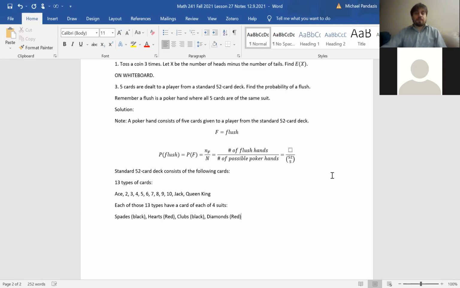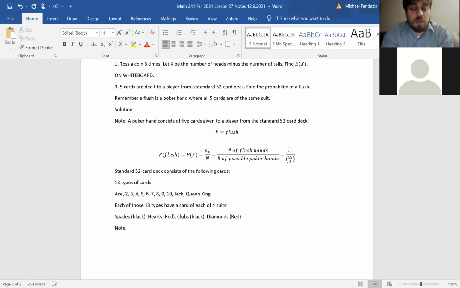So you have 13 types of cards: ace, 2, 3, 4, 5, 6, 7, 8, 9, 10, jack, queen, king. For each of those 13, you have 4 of them: 1 black spade, 1 red heart, 1 black club, and 1 red diamond. If each of these 13 types has 4 cards, 13 times 4 is 52. So that makes up the entire 52 card deck.